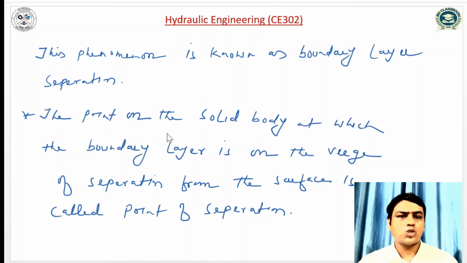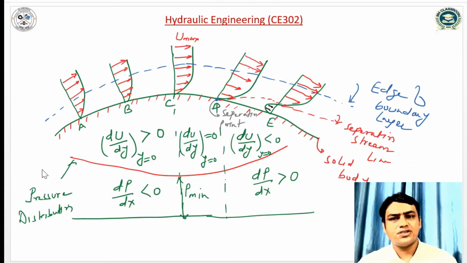The point on the solid body at which the boundary layer is on the verge of separation from the surface is called the point of separation, and this is the velocity diagram and the pressure diagram I have drawn. At point A, our velocity distribution varies from 0 to maximum velocity or free stream velocity u, and this will happen at point C.